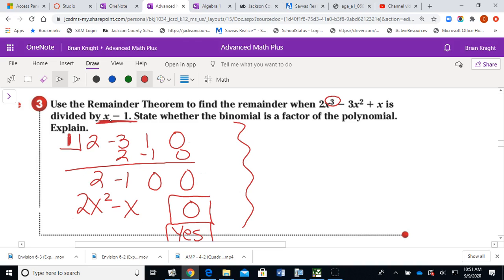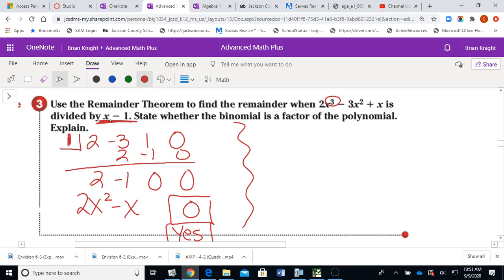X minus 1 is a factor of 2x cubed. 0 is your remainder. That's how you know it's a factor. Okay? It's all right. If your remainder was 6, you would have put no. It's not a factor because we got a remainder. Okay? All right? Here's the easier way.